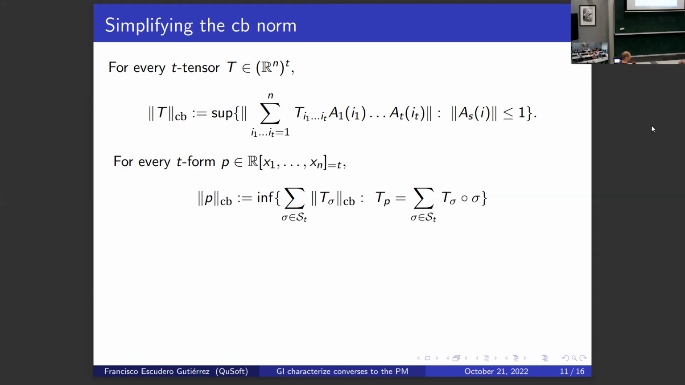No, but the idea is to make TP a sum of tensors T, whatever. And then on the left, instead of the CB norm of those T's, we just want those T's with sigma inverse applied, with that norm. You can remove the sigma on the right hand side and put it inside the CB norm if you like, but that's just redefining the T sigmas.